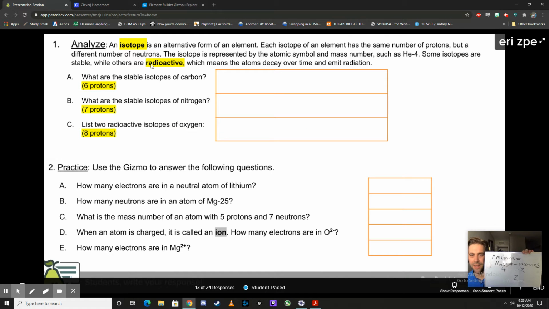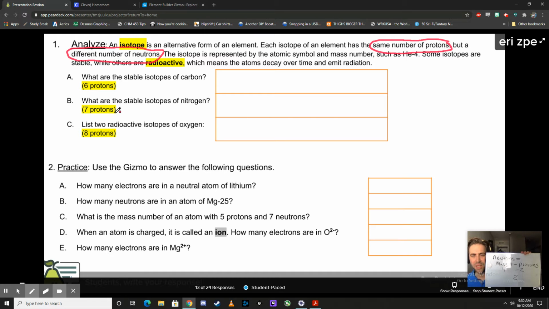Okay, analyze. An isotope is an alternative form of an element. Each isotope of an element has the same number of protons, but a different number of neutrons. Okay, this is super important too. The isotope is represented by the atomic symbol and mass number, such as helium-4. So the atomic symbol for helium is He, and the mass for helium is 4.